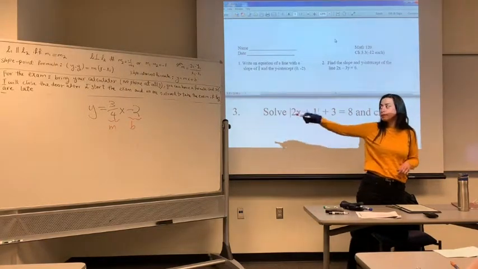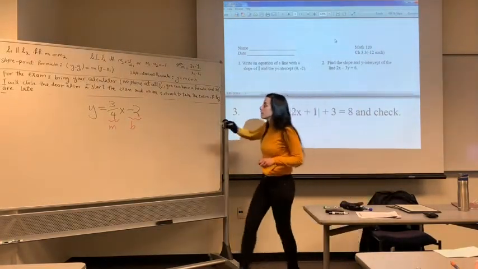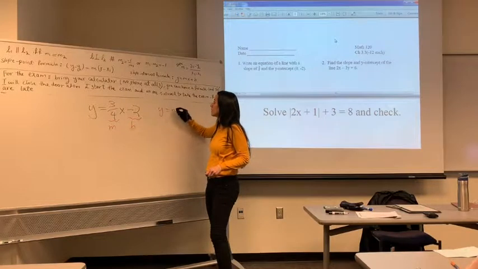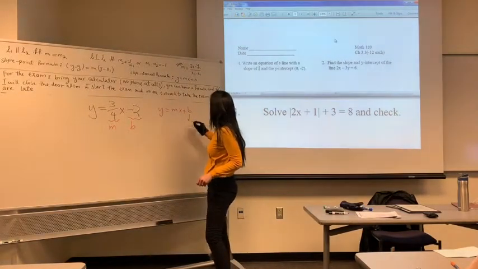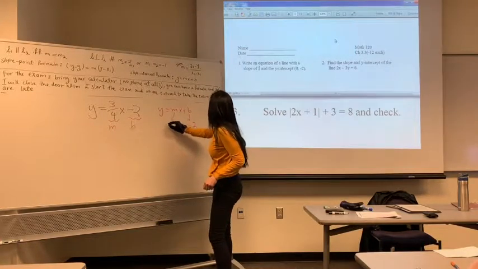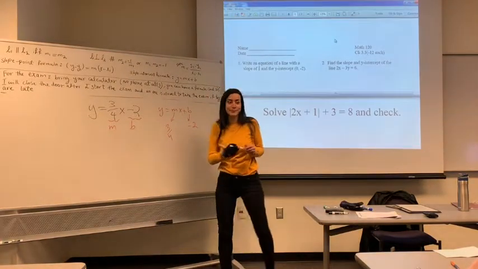She just replaced the information she had in this formula, mx plus b. For b, she wrote down negative 2. For m, she said 3 over 4.